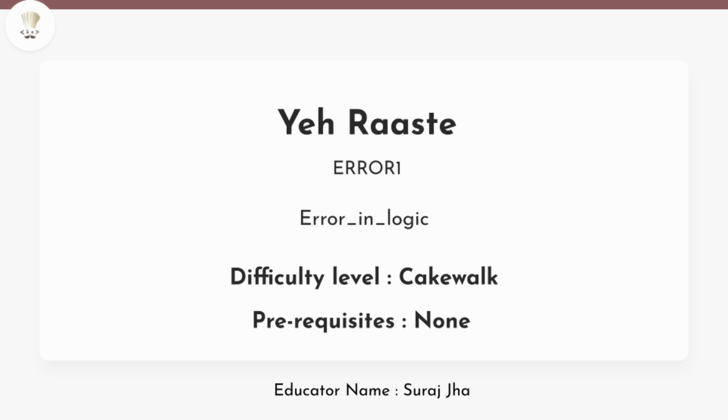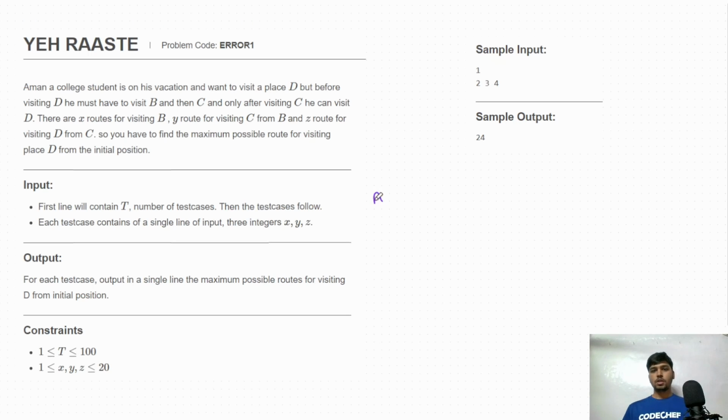I am Suraj and in this video let's discuss this problem YEH RAASTE. So in this problem, let's say Aman is at position A initially and Aman wants to visit D. But before visiting D, Aman will have to visit B, then C and then D. So Aman's way is first reach B, then reach C and then reach D.